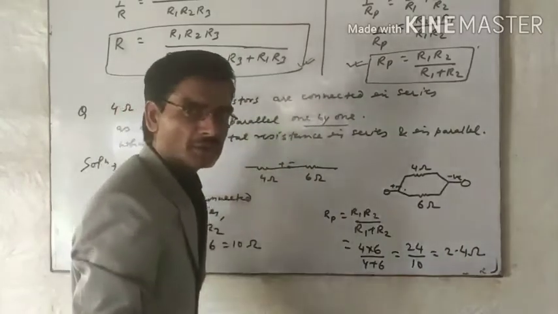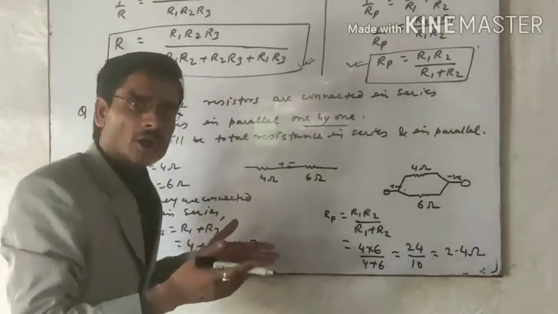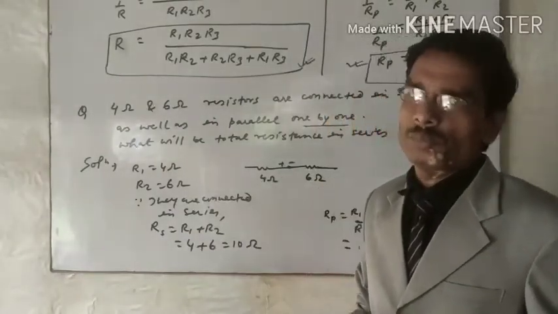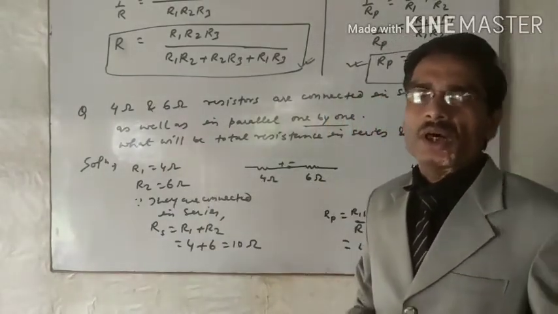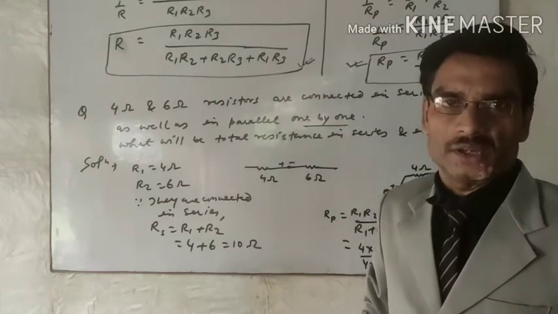This is the solution. In this way, children, you have learned how to solve the numerical problems related to grouping of resistance. I will also come with the twisted numericals in the next video.